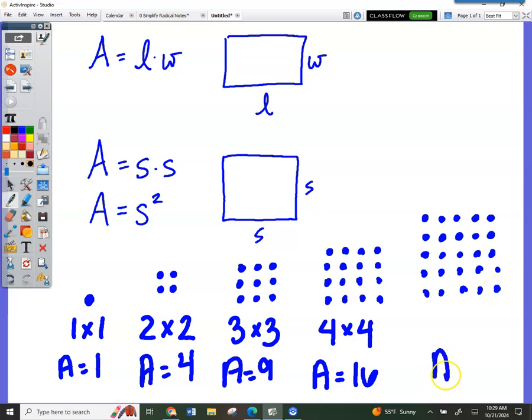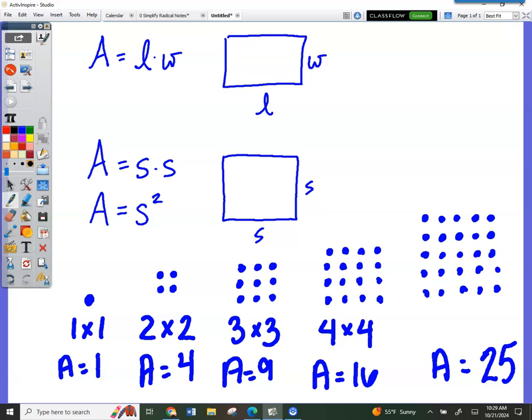What is the area of a 5 by 5? 25. Because I've got 5 columns, 5 rows, so I would produce 25 dots. You with me? Or 25 squares. You could do it in squares. What do you notice I'm doing? What's the pattern?